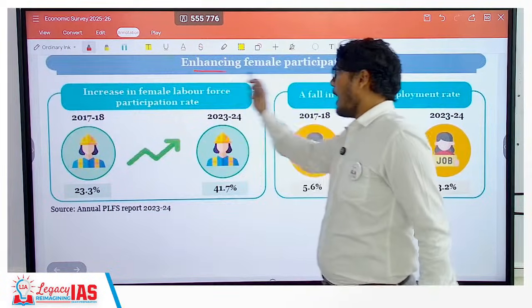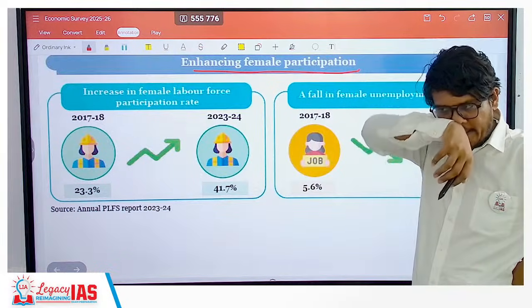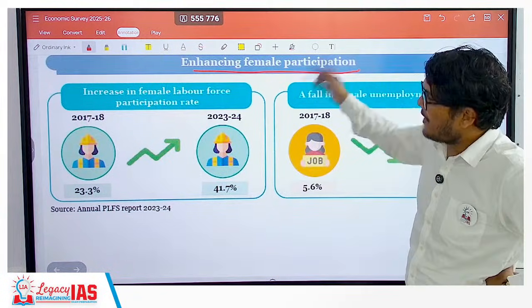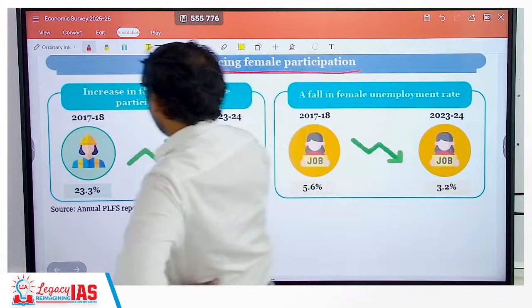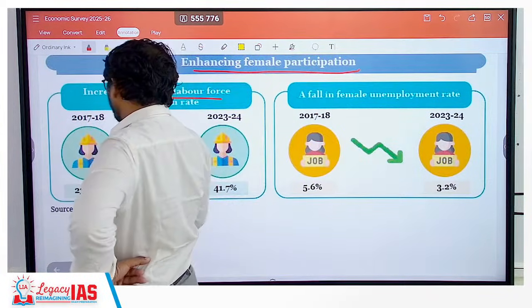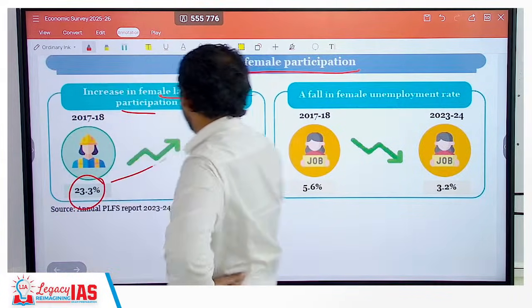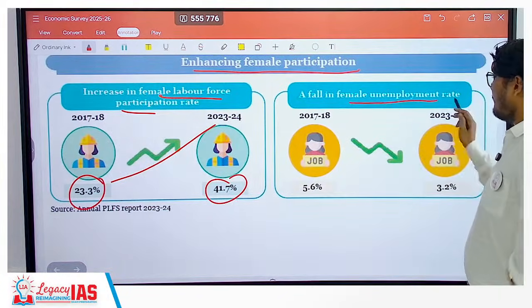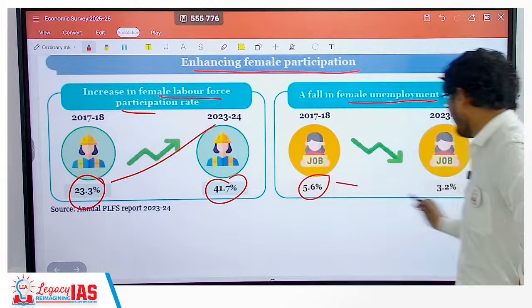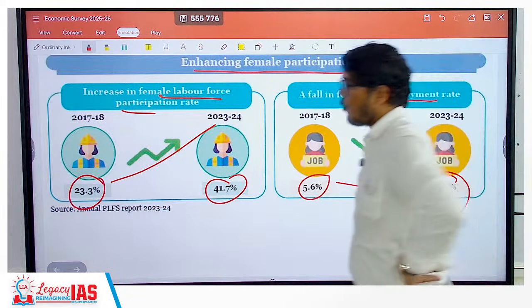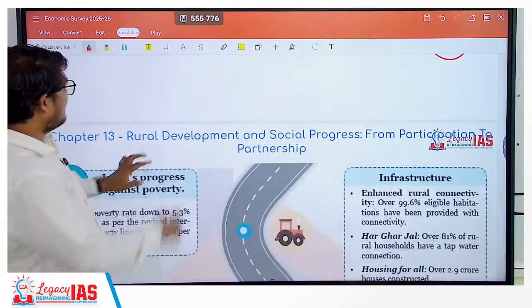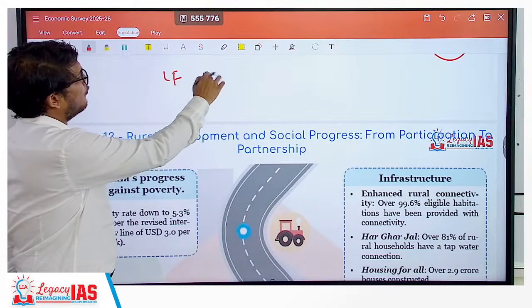Then, among the labor force participation, specific emphasis is given to the female labor force participation, and that has also increased. So if you look at the female labor force participation, it has increased from 23% to 41%. If you look at the female unemployment rate, it has gone down from 5.6% to 3.2%.